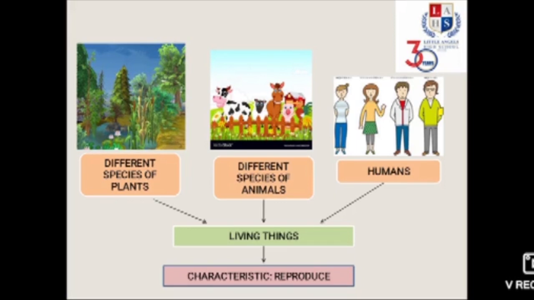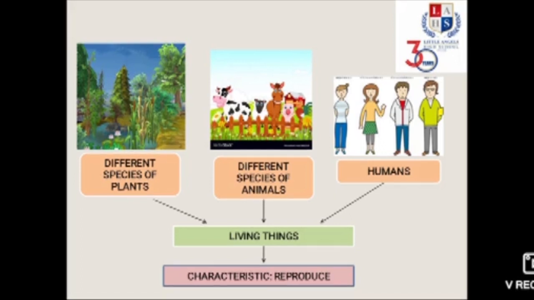Now, if you look around yourself, what do you see? You see different species of plants, different species of animals, and of course, humans. All these things are living things. I know you might have already studied in your previous classes that one of the most important characteristics of a living thing is that it is able to reproduce.